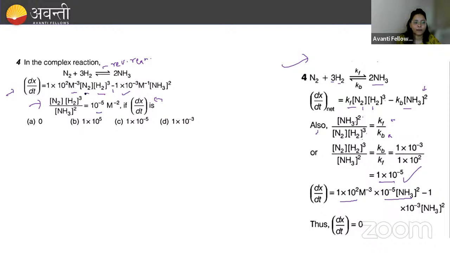Okay, what will you write here for N2 H2? 10 raised to minus 5 NH3 squared minus 1 into 10 raised to minus 3 NH3 squared. So what did I do? I kept NH3 common on both sides. We can calculate it very easily. When you see here 10 raised to minus 3, 10 raised to minus 5 and 10 raised to 2, overall you are going to get the value which cancels out, and the rate will be 0. So the rate of reaction for this given reaction will be 0. So your answer is 0 here. Right? Do you understand this? Any doubts?